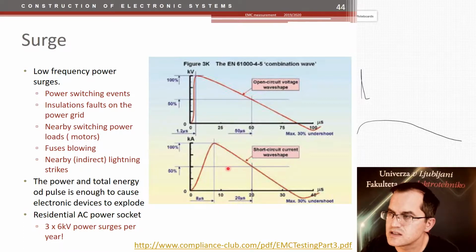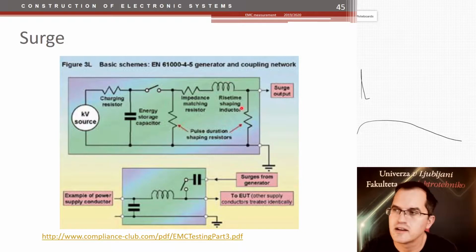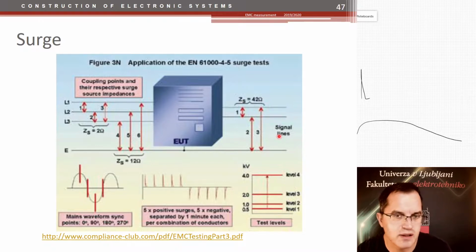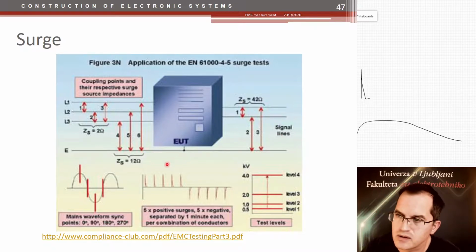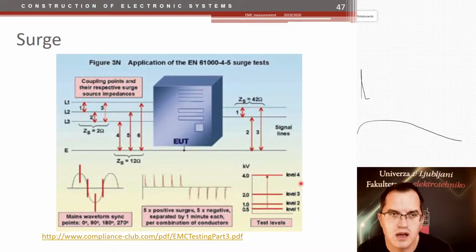Also, surge, similarly to transient bursts, is generated by a high voltage source that is charging a capacitor, and then this capacitor is discharged into a shaping circuit. And again, you have different ways to insert this pulse into the mains power. For example, you have a device that can insert this pulse at different times during the sinusoidal wave. This is all defined in standards as well.